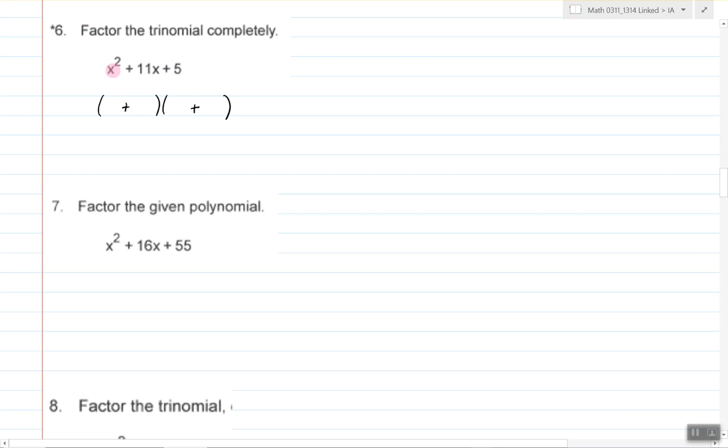To get the x squared, I need x times x. I'm going to have a positive outer product and a positive inner product. They'll have to add up to be 11. And these last numbers have to multiply to give me 5. Well, there's only one way to get a 5, and that's 1 times 5. But do 1 and 5 add up to be 11? And the answer is no. You could try them, but there's really no need because the outer product would be 5, the inner product would be 1, or vice versa. All you can possibly get is 6x.